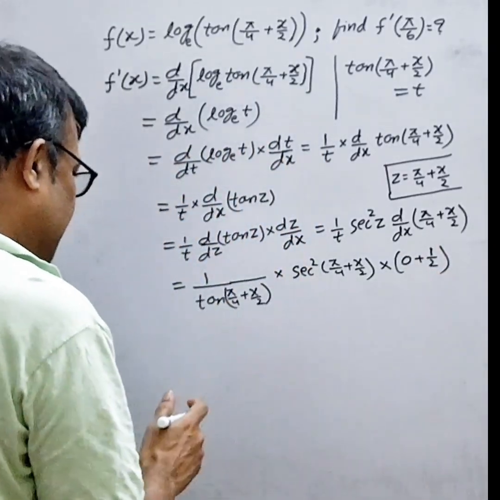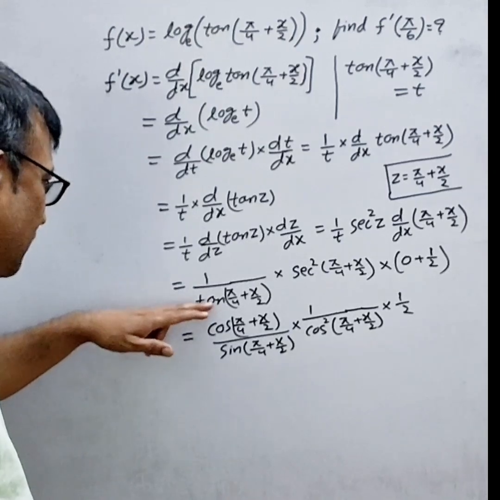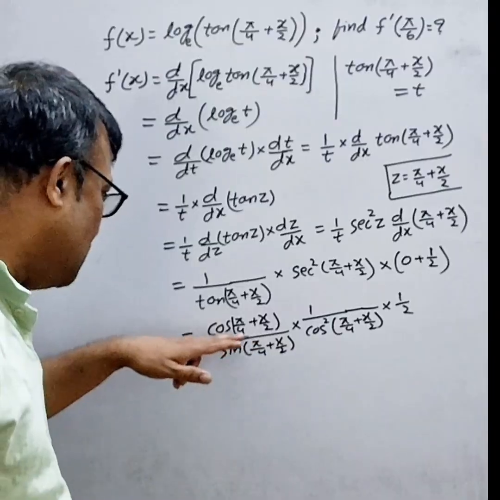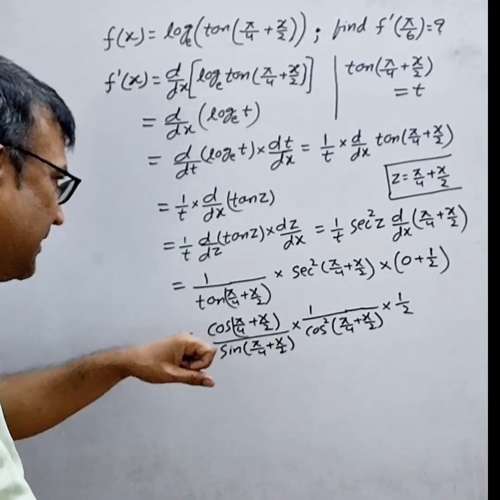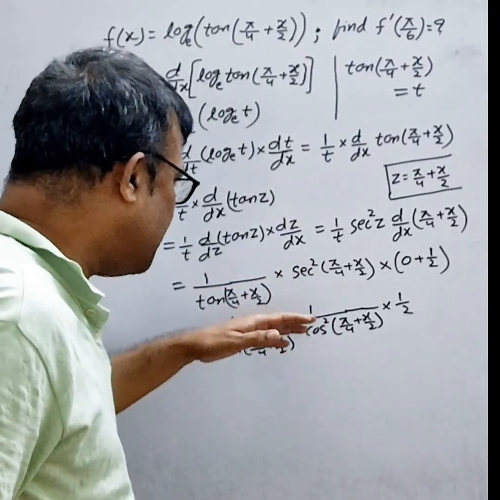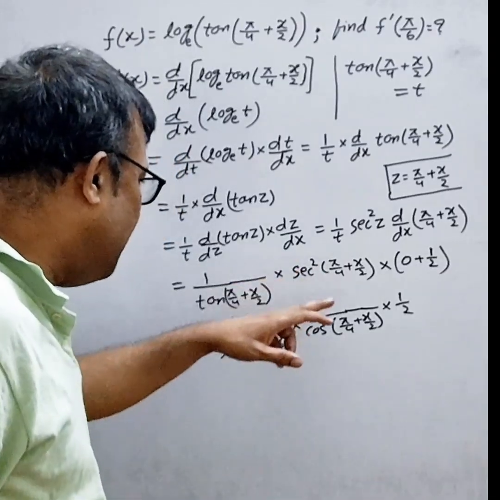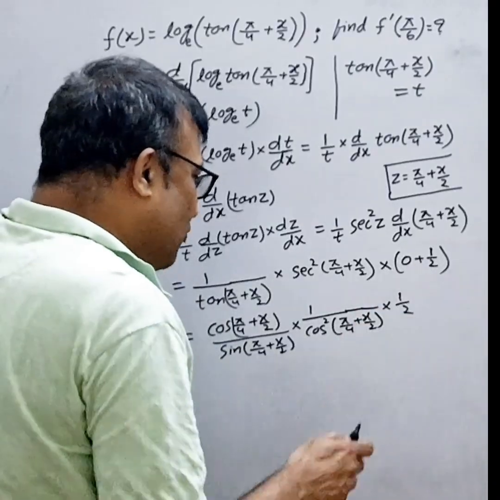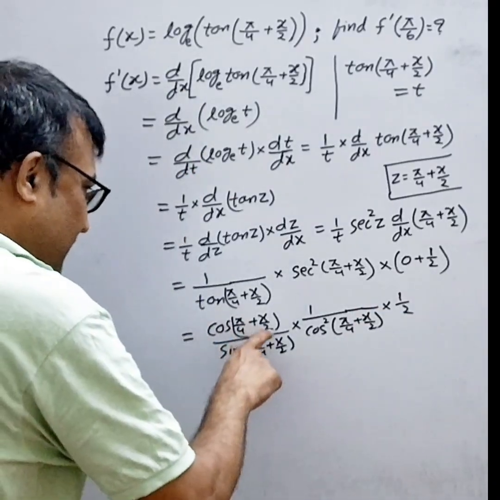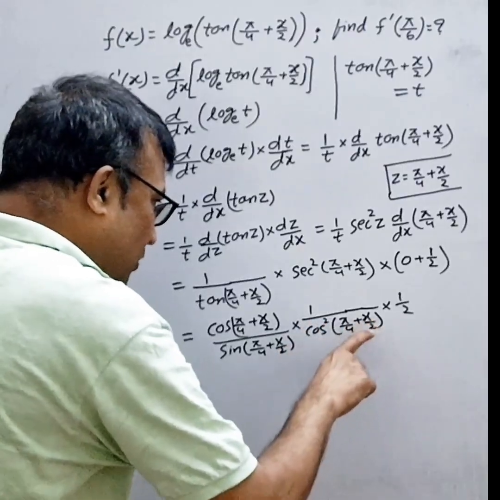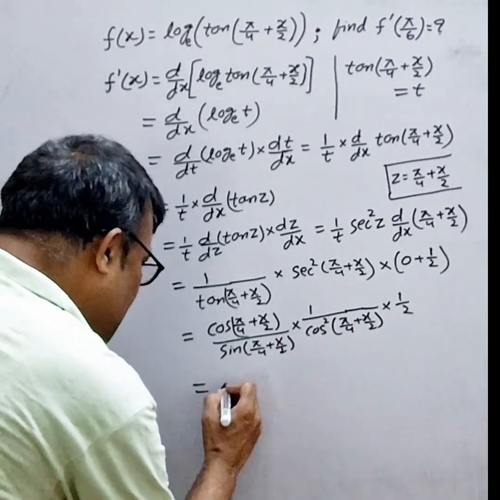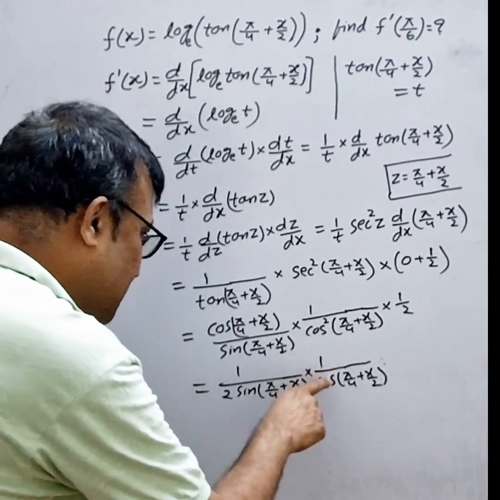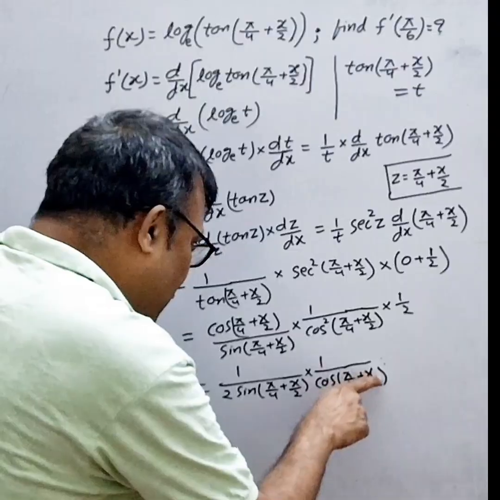Now we solve it further. Here the tangent function is written in the form of sine upon cos. So on solving, this will become cos(pi/4 + x/2) divided by sin(pi/4 + x/2). Here the sec square function is also written in the form of cosine function. So it will become 1 upon cos square (pi/4 + x/2). And here we will have 1/2. So clearly here one of the cosine functions will get cancelled, and we will have the expression 1 upon 2 sin(pi/4 + x/2), and here one cosine function will remain. So this will be cos(pi/4 + x/2).